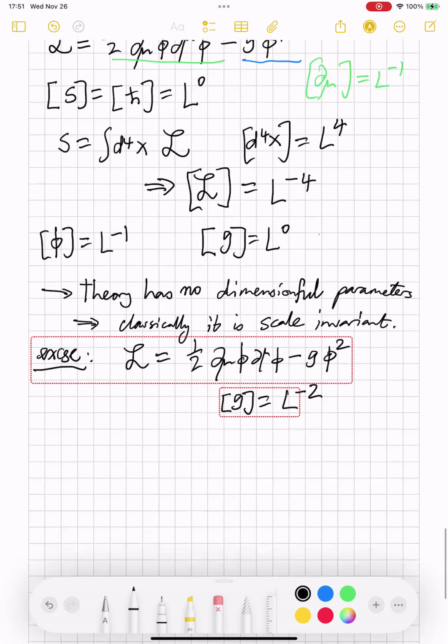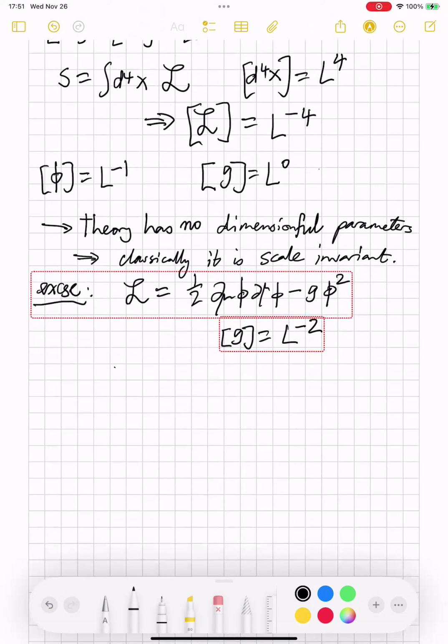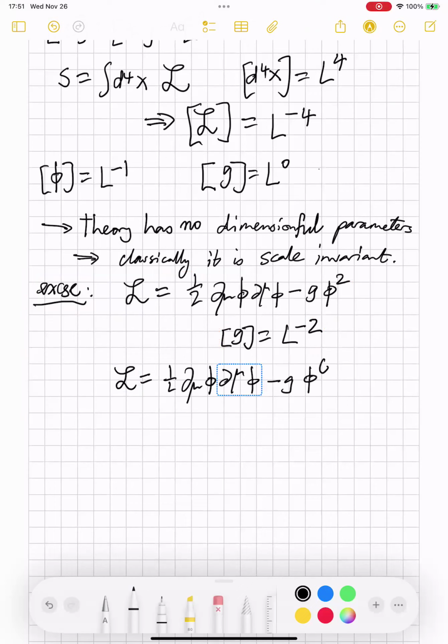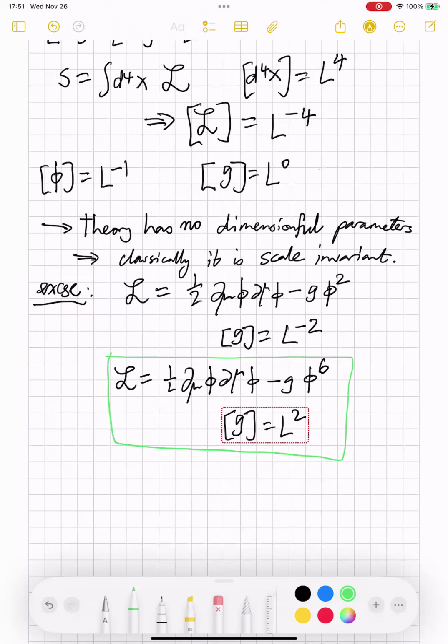Okay, let's pick another example. Now I want you to take the Lagrangian density to be 1/2 d mu phi, minus g. Let's make it phi to the 6. And I want you to work out the dimensions of g. So pause the video and unpause once you've done it. Okay, good. Have you done it? Well, you should have found that g was length squared. And let's just box these so that there are lots of g's appearing. The g stays inside the box. G's in the box mean the same thing.